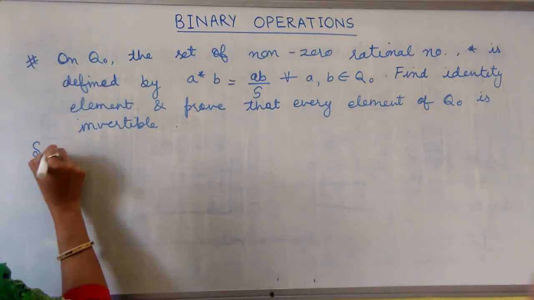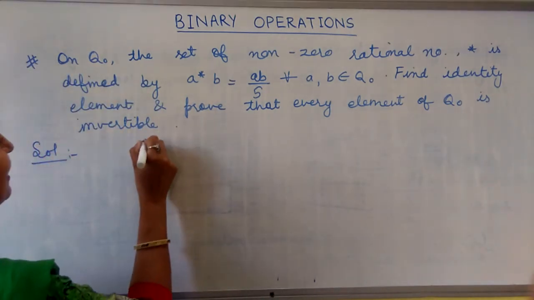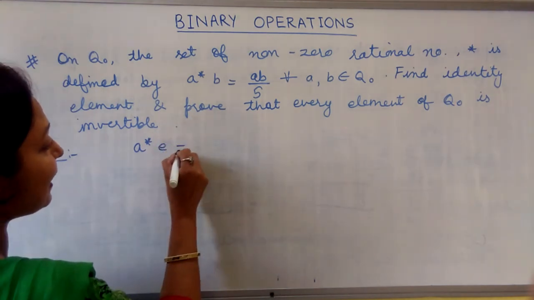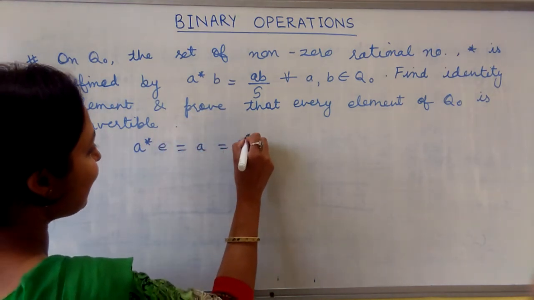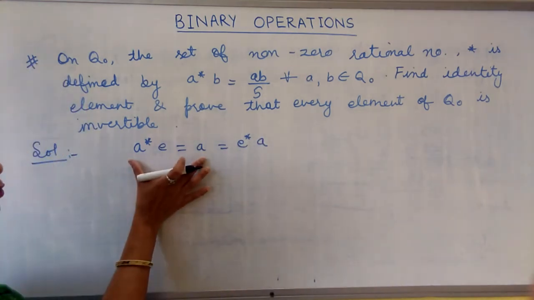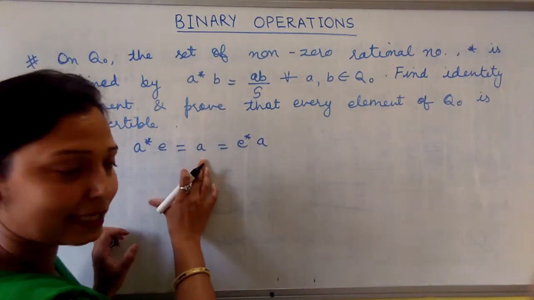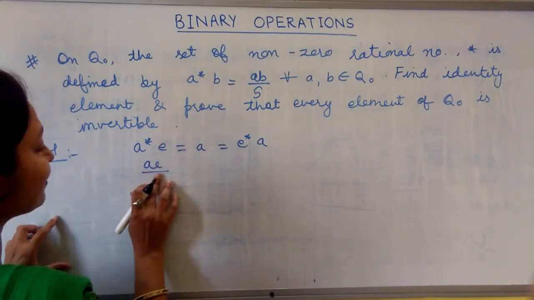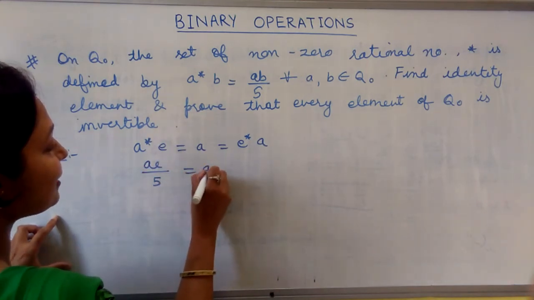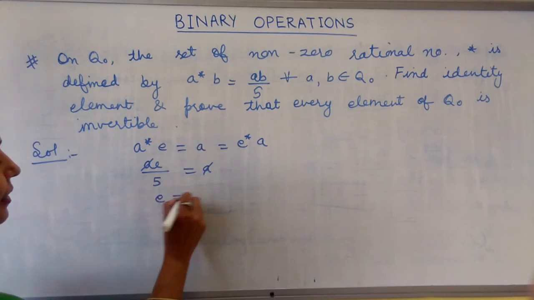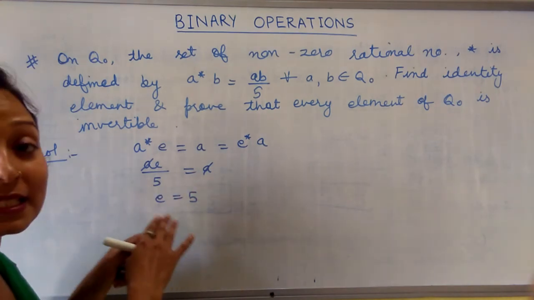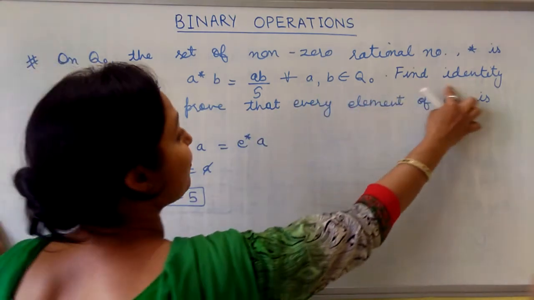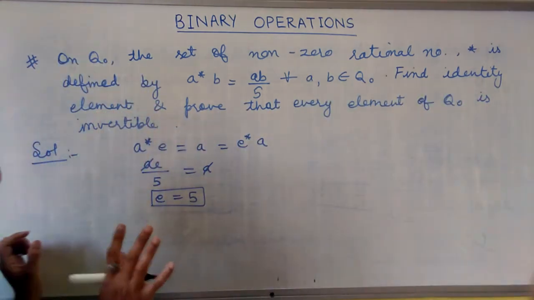Okay, so I will start with the identity element, that is A star E is equal to A, is equal to E star A. I will take only this portion to find the identity element, that is AE upon 5 is equal to A. A and A will cancel, E is equal to 5. This is the identity element. This is the first part which you have to find out.